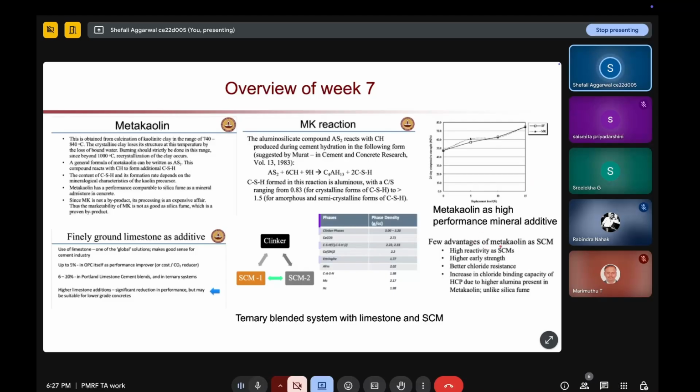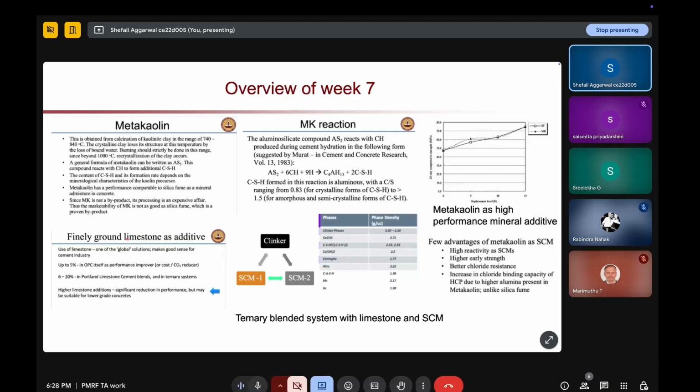A few advantages of metakaolin as an SCM: it is highly reactive with high early strength, better chloride resistance, and an increase in the chloride binding capacity of HCP due to the higher alumina present in the metakaolin, unlike silica fume. So this is another type of SCM.